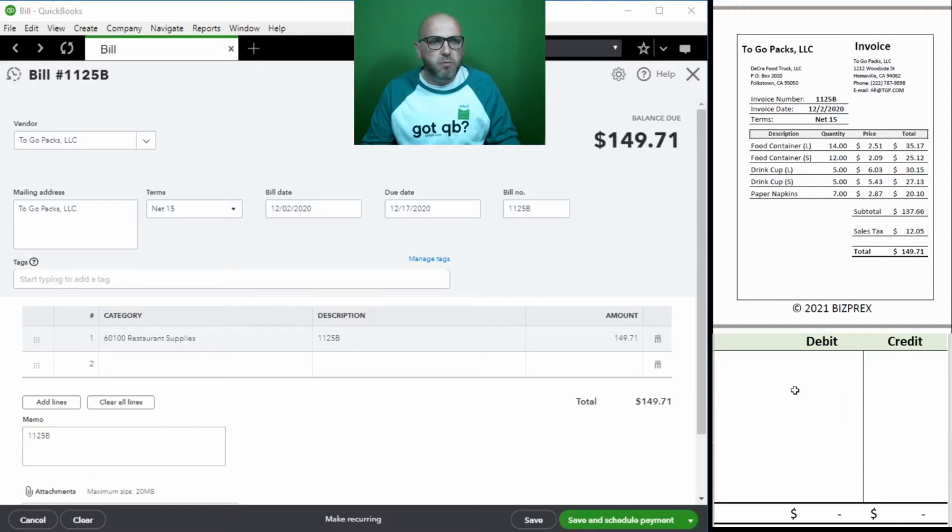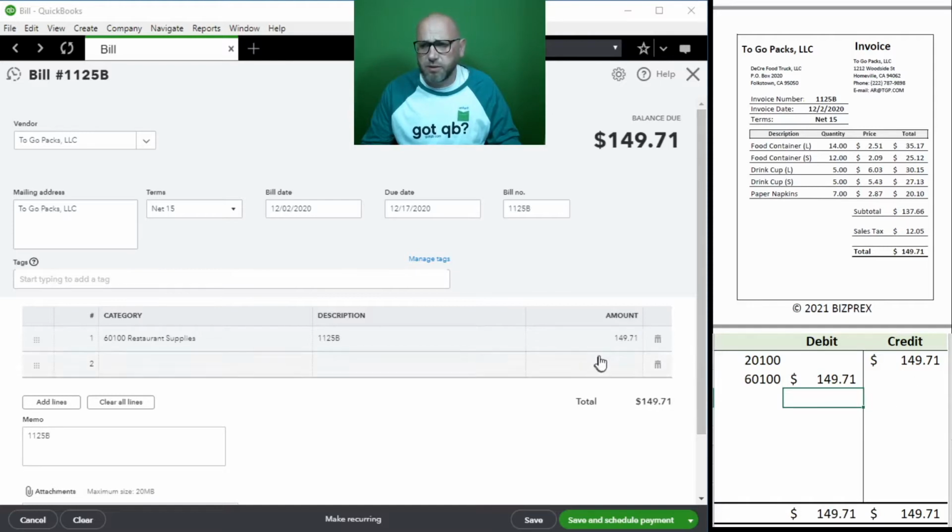So again, at this point, very important to understand what's happening, right? We're just entering the invoice. We're not paying it yet. Right, so it's not impacting our credit card account, it's not impacting our bank account, it's impacting our accounts payable. Right, accounts payable is a liability, therefore it goes up, liabilities go up when credited. What else is happening? Well, our expenses on restaurant supplies go up, right, and therefore debited. So here it is, right, debits and credits are in balance.